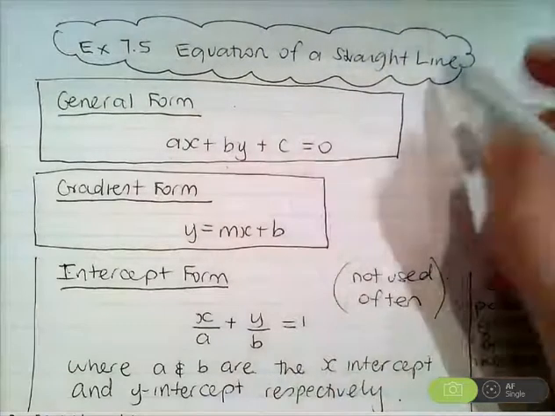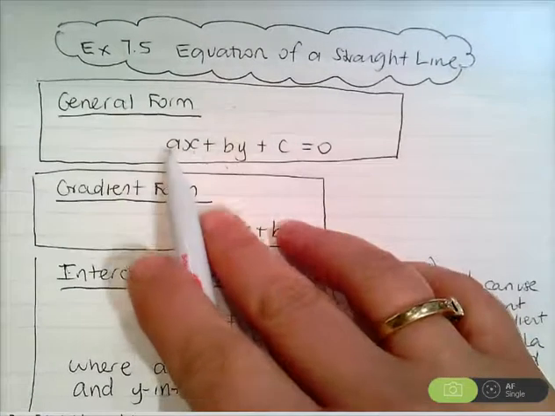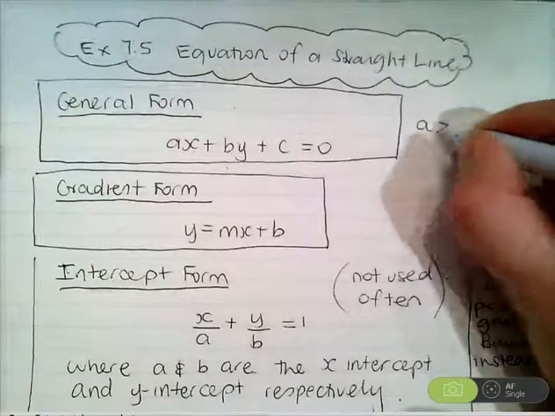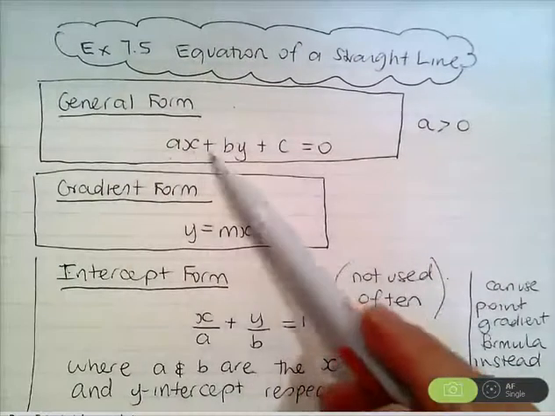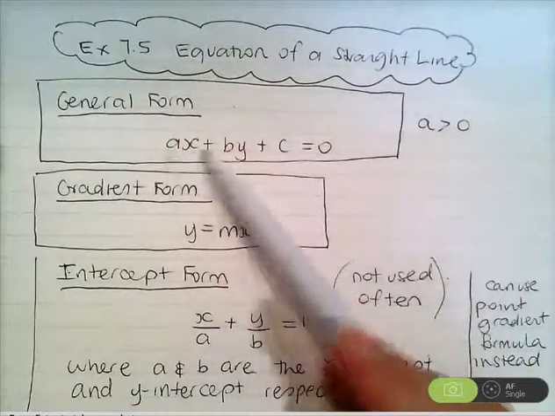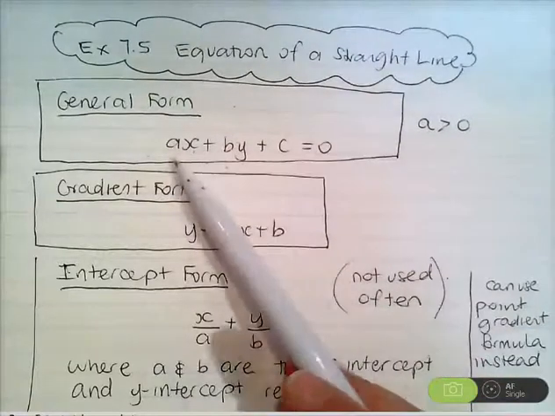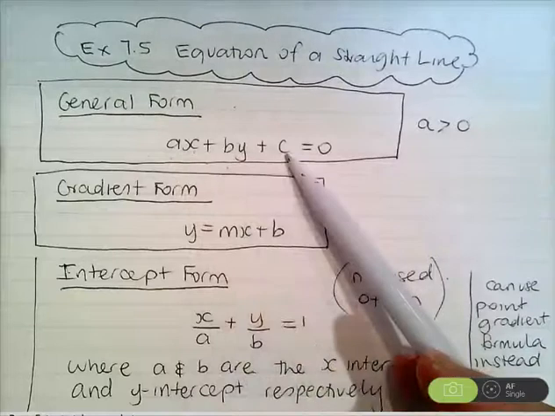equals 0. Just a few points to note here, that the x comes before y, and that this coefficient of the x, which is the a, we need the a here to be positive. Okay, so we don't want something like negative 2x plus 5y. If it was like that, you'd need to take everything over to the other side of the equation. So the important thing here is that the x comes first, then the y term, then the constant.